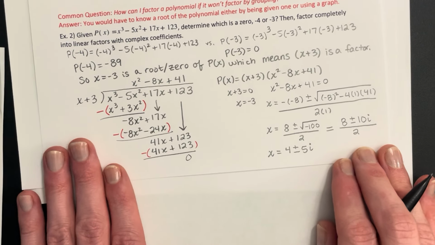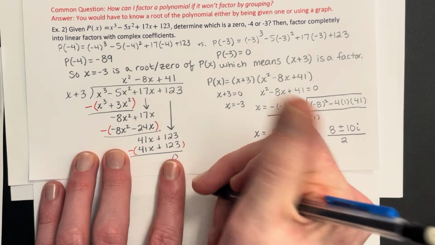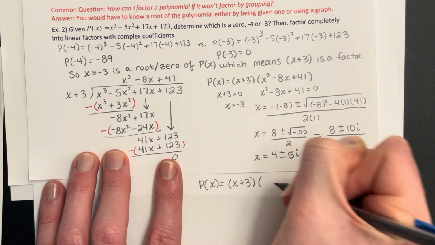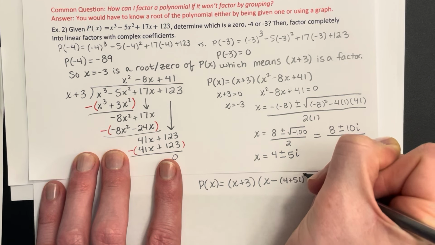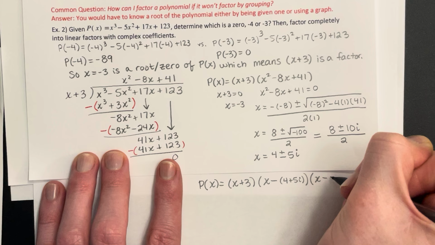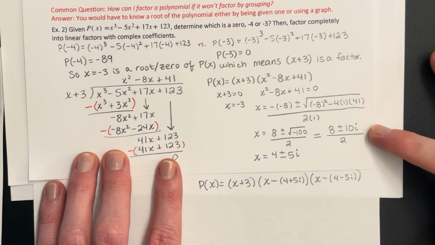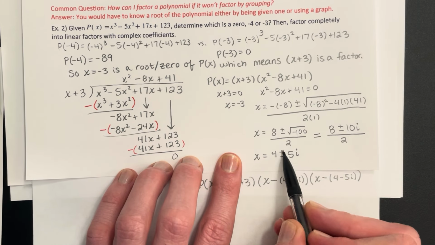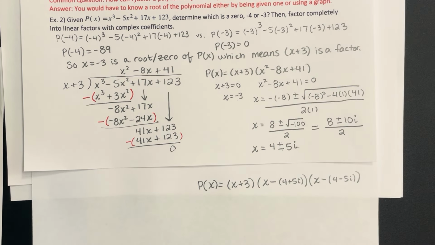If I know the zeros, then I can use those zeros to write out the polynomial in factored form. So p of x is x plus 3 times x minus 4 plus 5i and x minus 4 minus 5i. We had 3 roots, one at negative 3, one at 4 plus 5i, and one at 4 minus 5i. If we take that and write the factors, the linear factors look like this.